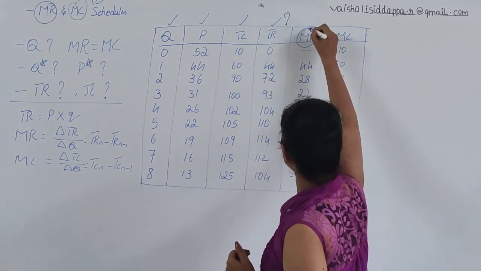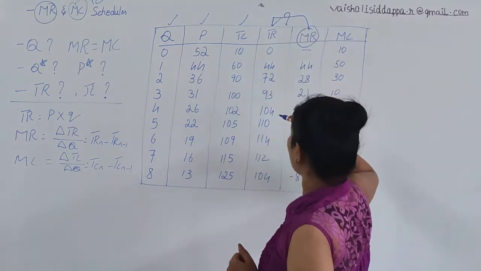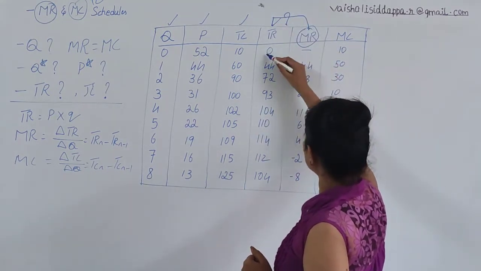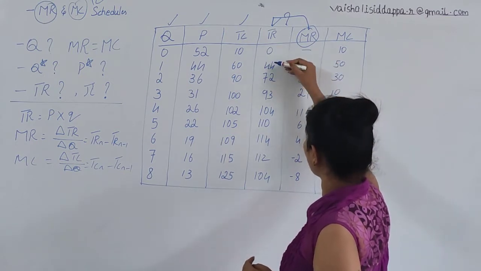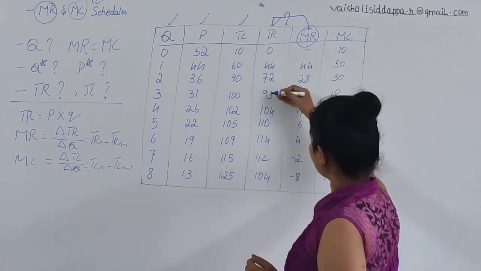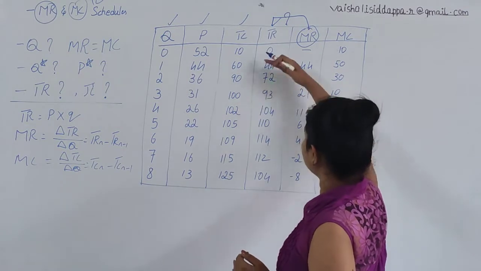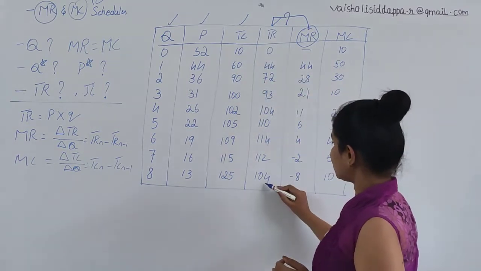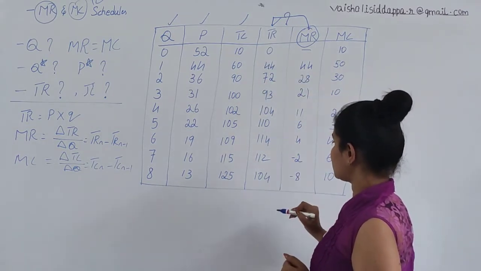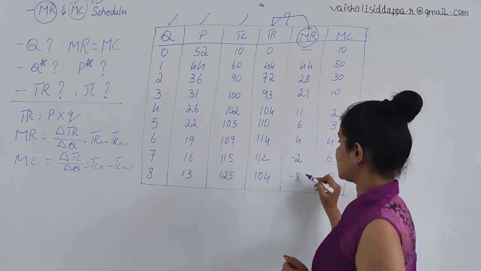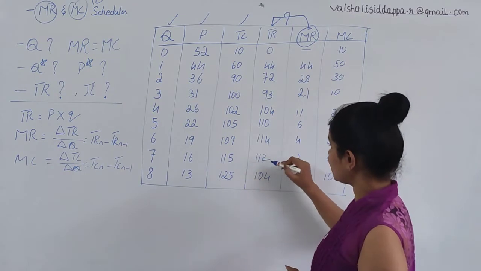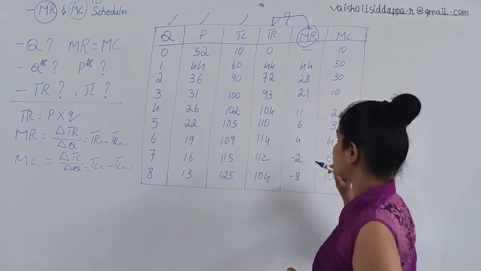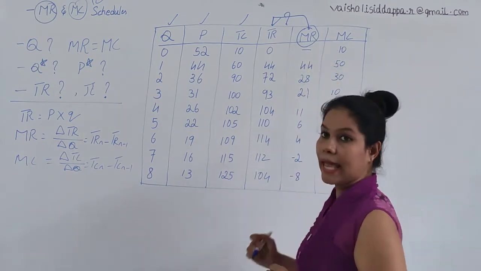If you want to find out MR, you need TR for that. So 44, 0 it is, so go with the first one. 44 minus 0, 44. 72 minus 44, 28. The same way, from the second number, keep subtracting the first one. 104 minus 112, it is minus 8. 112 minus 114, it is minus 2. So this way we got MR.